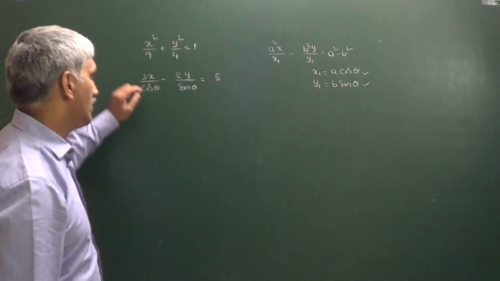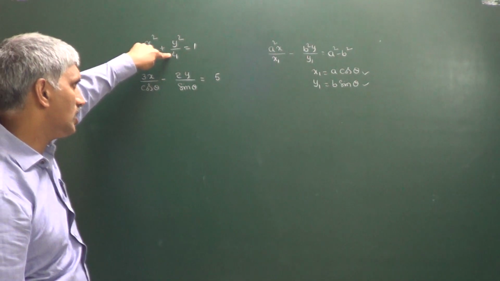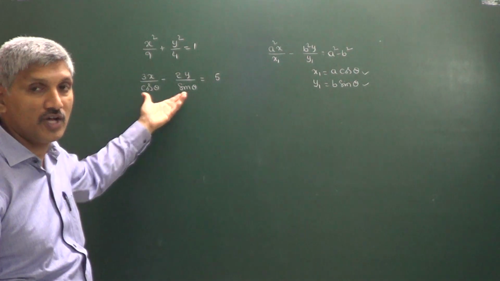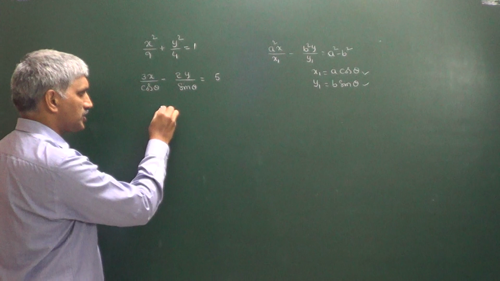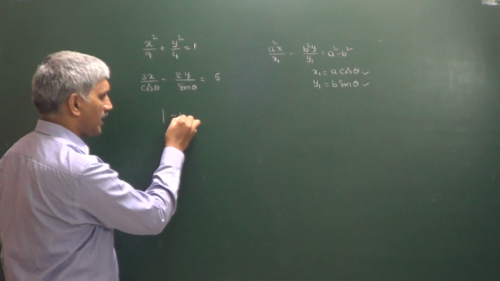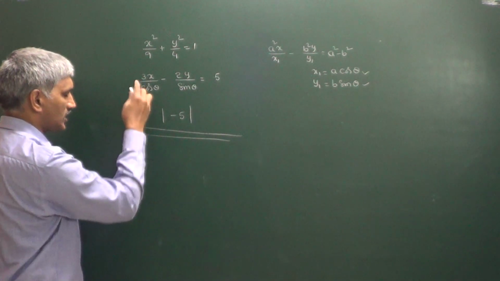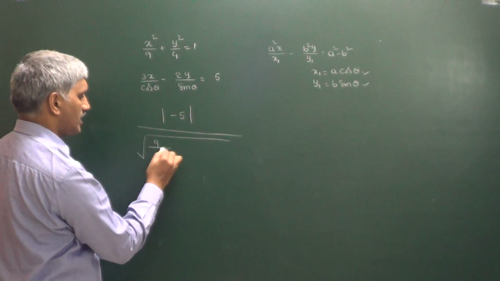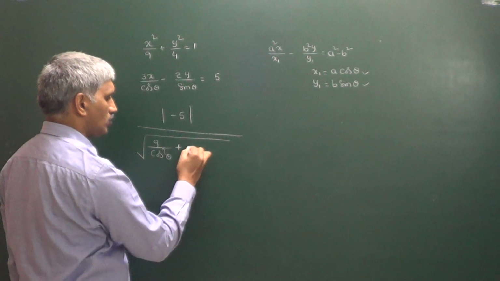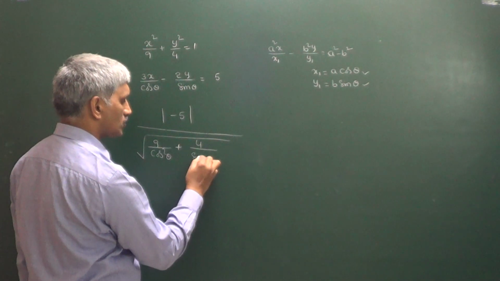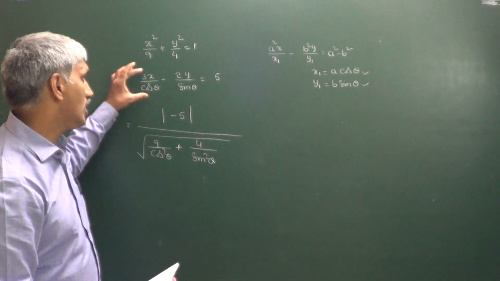So that is the reason in place of x1 we have to write 3 cos theta, in place of y1 we have to write 2 sin theta. Then we will get the equation of the normal. Now from the center onto this normal, what is the perpendicular distance? That perpendicular distance is given by modulus of minus 5 divided by square root of x's coefficient squared, that is 9 by cos square theta, plus y's coefficient squared, so you get 4 divided by sin square theta. So this is the perpendicular distance from the center to the normal.